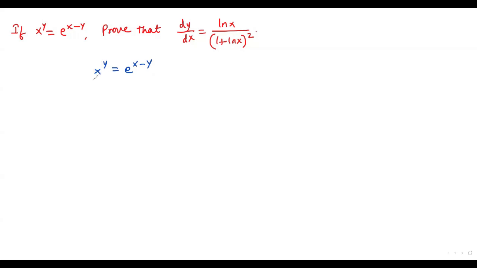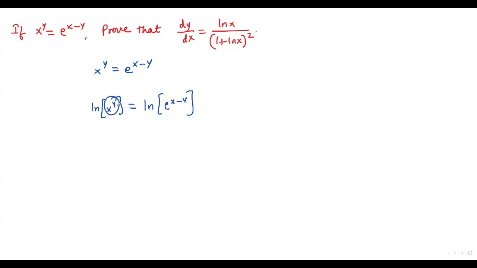Now what I have to do is take natural logarithm on both sides. Why should I take natural logarithm on both sides? Because the derivative works nicely only with natural logarithm. Now let me take natural logarithm on both sides of this equation. Then I'm getting ln of x to the power of y equals ln of e to the power of x minus y. Here on the left side, I'm going to use the power rule of logarithm.